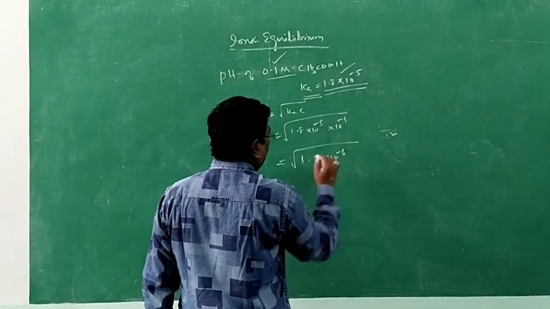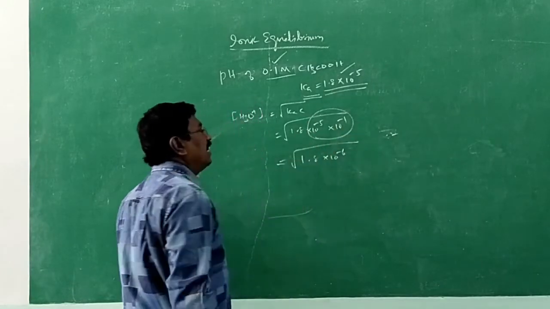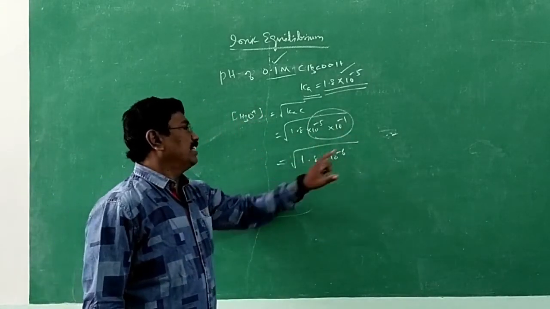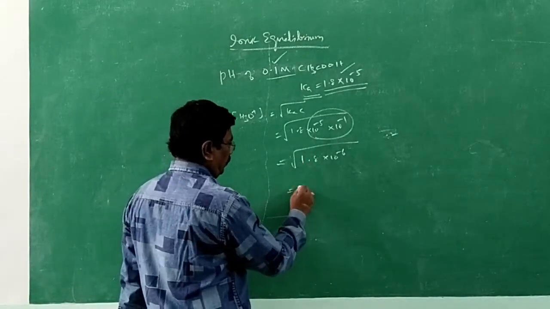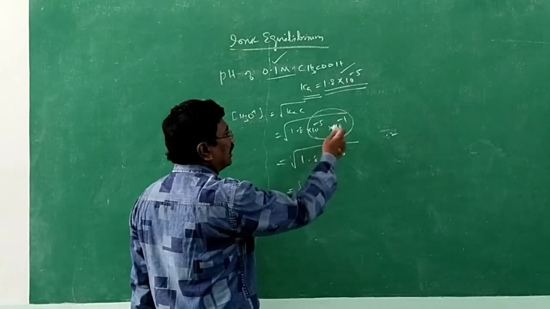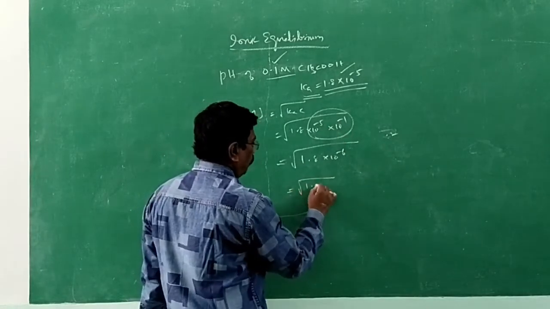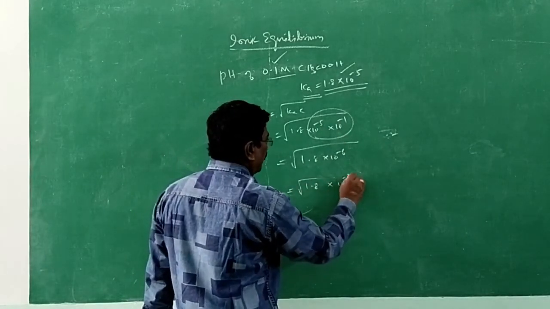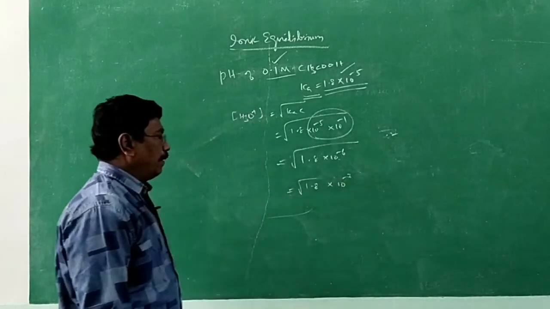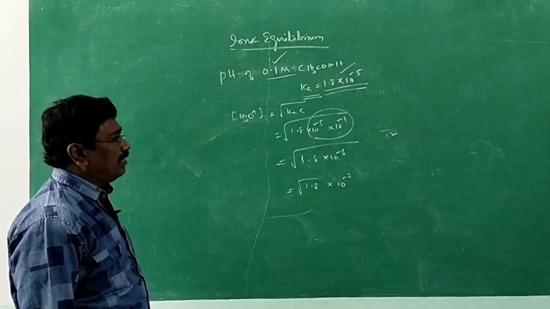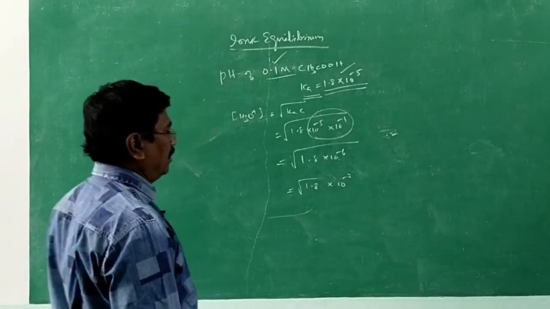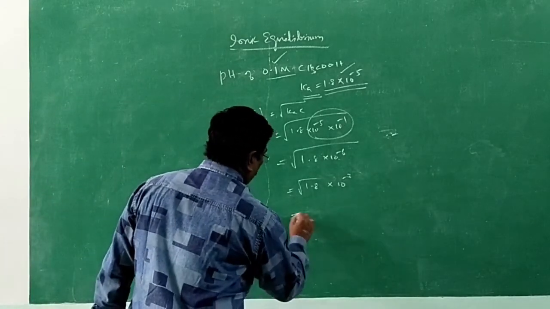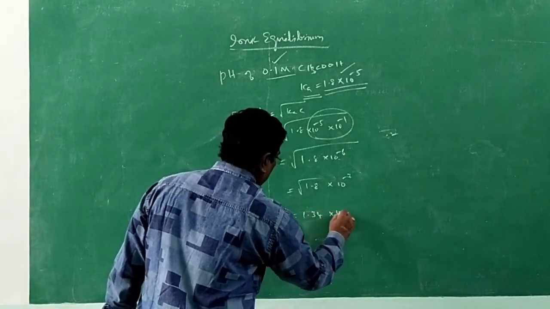Let it be an even number. If the negative power is even, we can take the root easily. In such a manner, it has to be converted. Here there is no need, already it is an even number. Therefore, root of 1.8 into 10 power minus 3. I have taken the root, it is 10 power minus 3. What is the value of root of 1.8? Root of 1.8 is 1.34, yes.